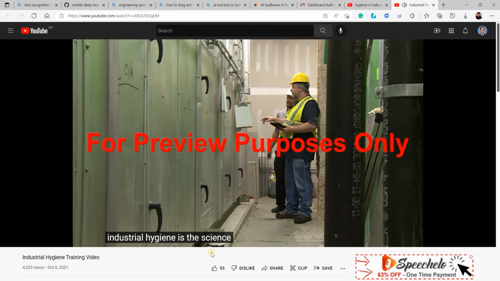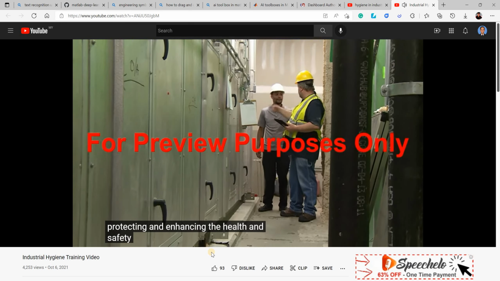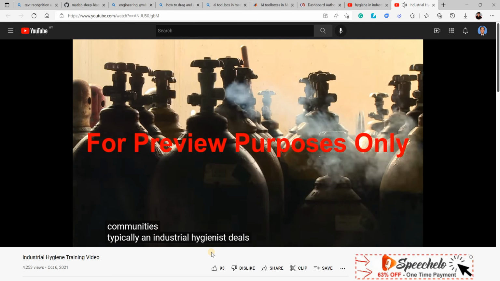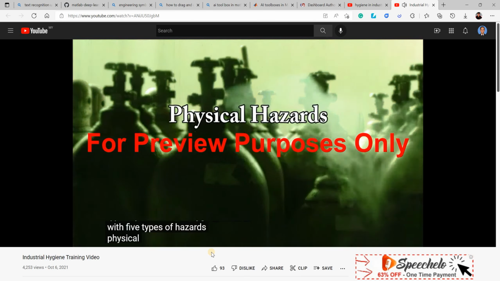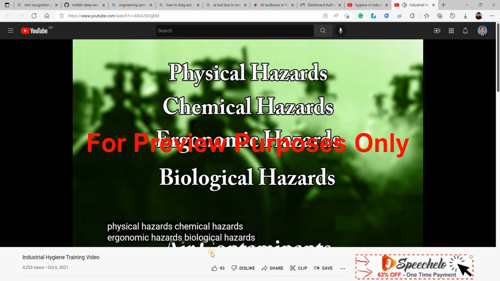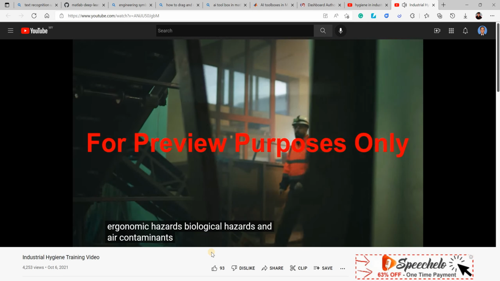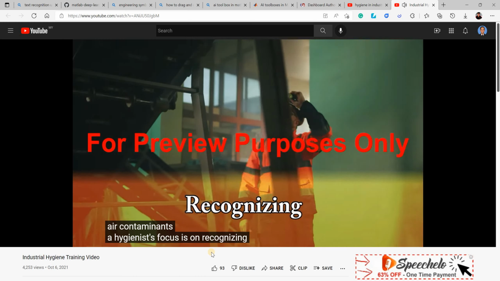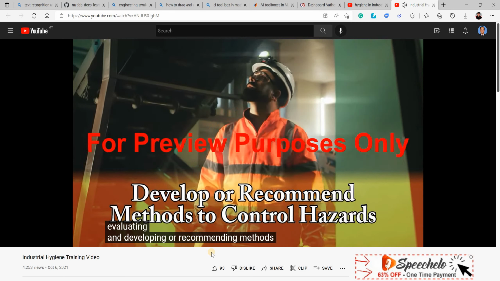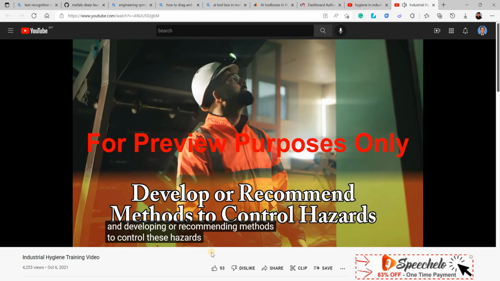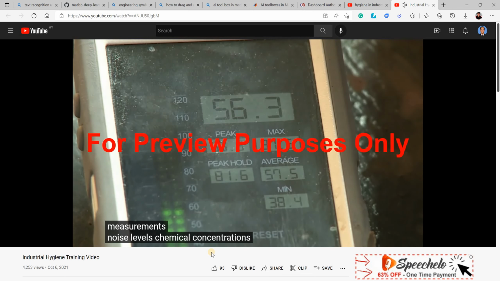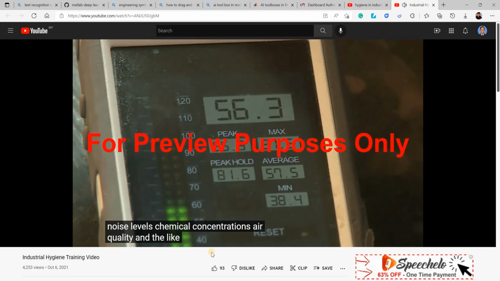Industrial hygiene is the science of protecting and enhancing the health and safety of people at work and in their communities. Typically, an industrial hygienist deals with 5 types of hazards: physical hazards, chemical hazards, ergonomic hazards, biological hazards, and air contaminants. A hygienist's focus is on recognizing, anticipating, evaluating, and developing or recommending methods to control these hazards. So a lot of industrial hygiene involves measurements, noise levels, chemical concentrations, air quality, and the like.